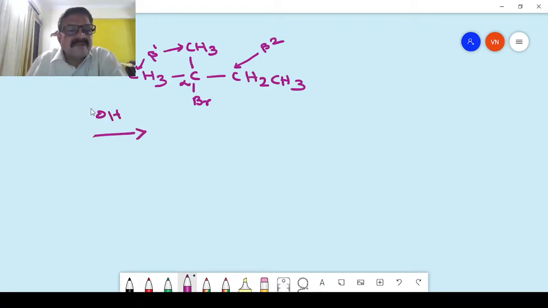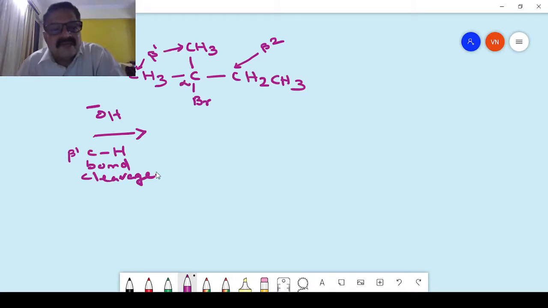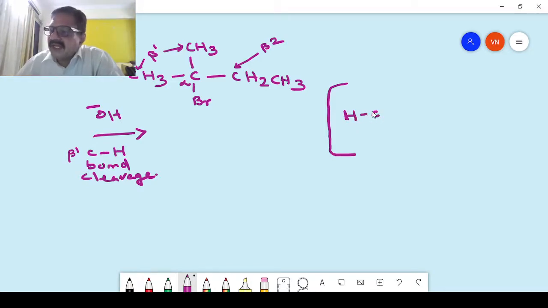So OH minus is the base here. First, let us take the beta 1 CH bond cleavage. What will be the nature of the transition state here? Let us see the transition state; that will be interesting, because everything depends upon the transition state. Now let us see CH3, HC.